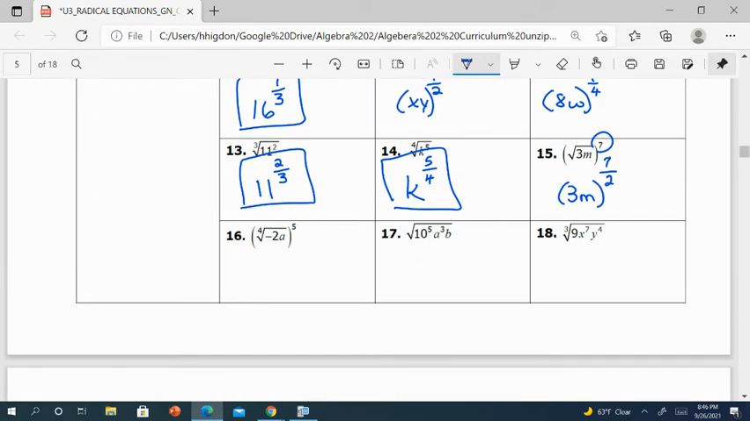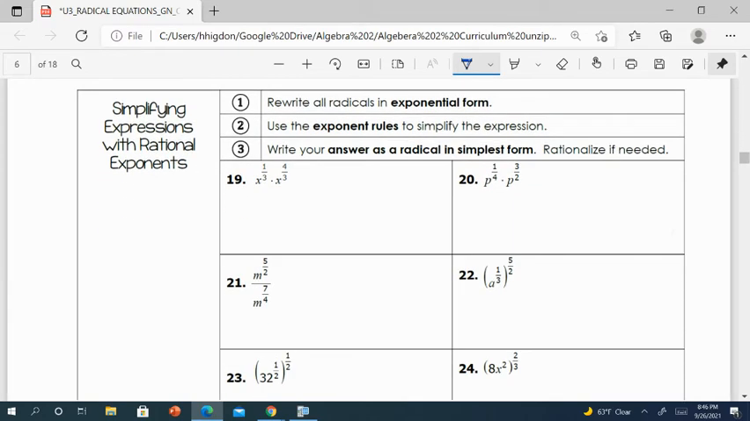All right, let's move on to this next section. The next section is all about simplifying expressions with rational exponents. And we've got some rules that we may want to go back and look at. Exponents don't follow rules. I call exponents the teenagers of math.